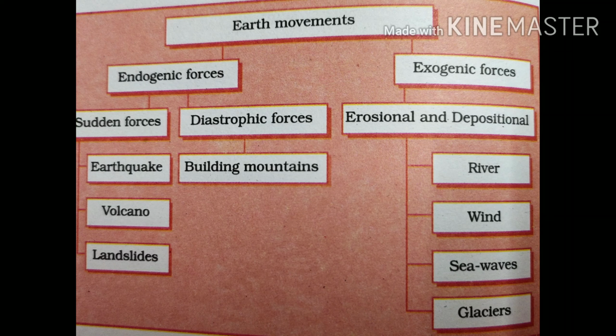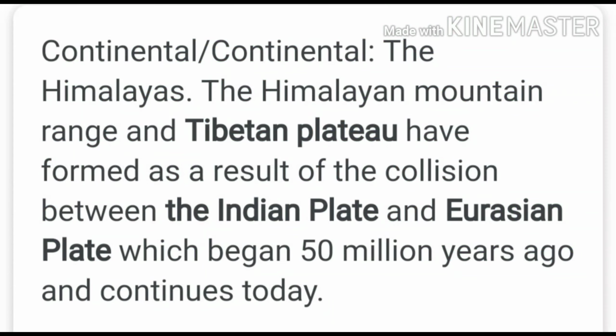Now children, which of these plates are responsible for the formation of the Himalayas? The Himalayan mountain range and Tibetan plateau have formed as a result of the collision between the Indian plate and the Eurasian plate, which began 50 million years ago and continues today.